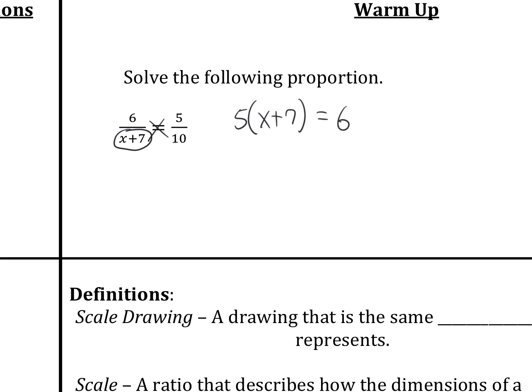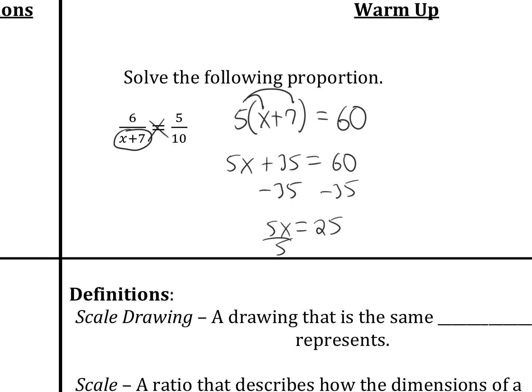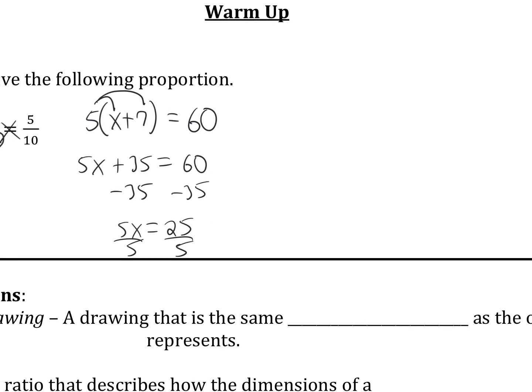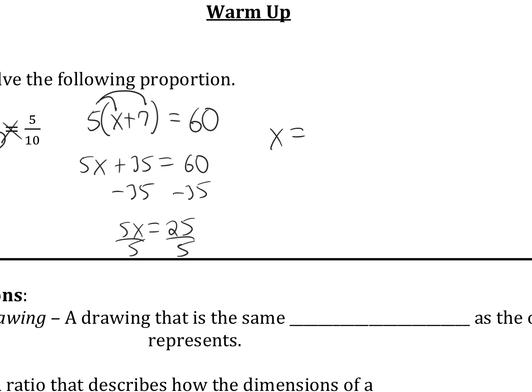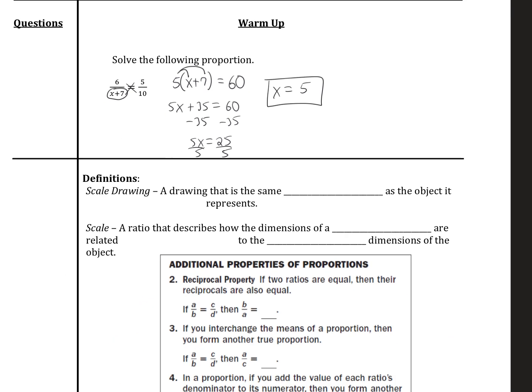That is 60. All right, now to solve from here, we're going to distribute. 5 times x is 5x. 5 times 7 is 35, equals 60. Now we're just back to solving, so we're going to subtract 35 from both sides. So we get 5x equals 25. Then divide by 5, and we get x equals 5. 25 divided by 5 is 5. All right, let's keep moving along here.